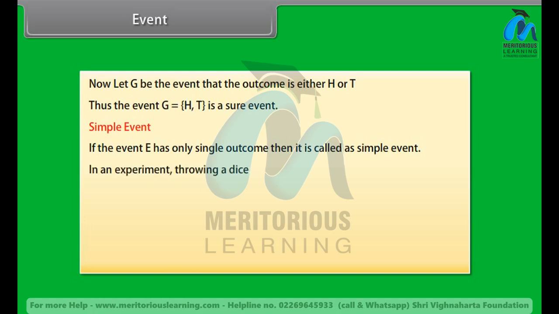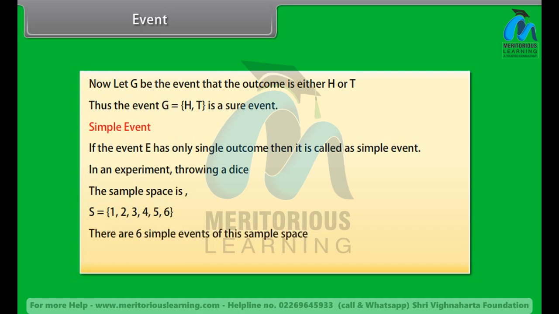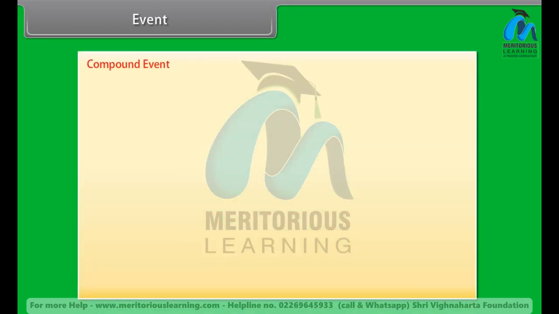To understand it, let's take an example. In an experiment, throwing a dice, the sample space is S is equal to {1, 2, 3, 4, 5, 6}. There are 6 simple events of this sample space. E1 is equal to {1}. E2 is equal to {2}. E3 is equal to {3}. E4 is equal to {4}. E5 is equal to {5}. And E6 is equal to {6}. Compound event.